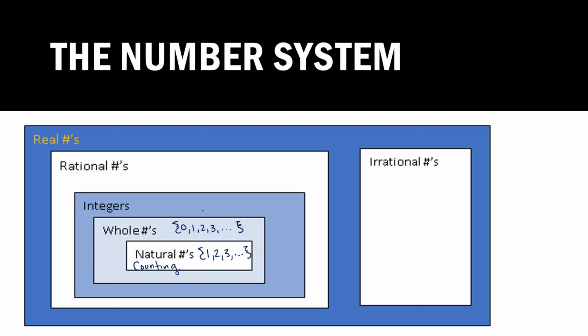Now, you'll notice neither of those sets have any fractions in them. They also don't have any negative numbers in them. So the integers are going to add our negative numbers. Integers are often referred to as the set Z. Natural numbers would be the set N.